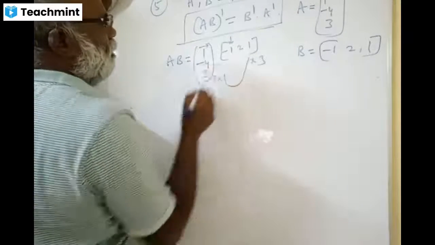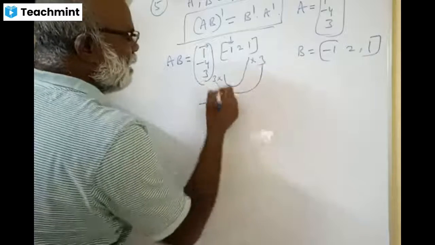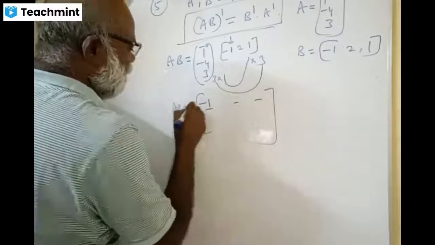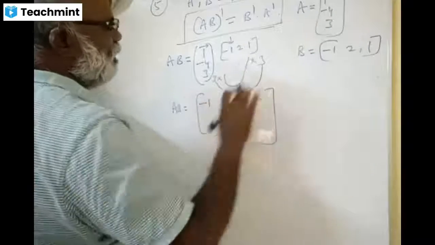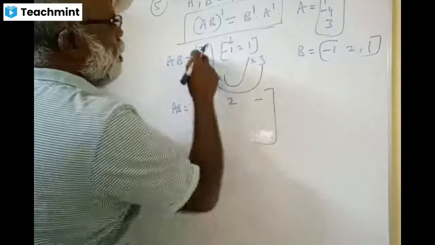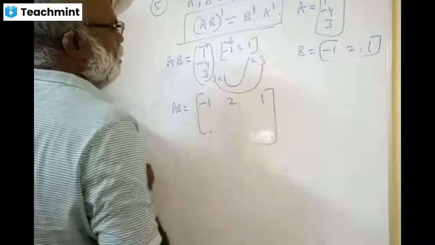Row with column. 1 into minus 1 is minus 1. The resulting matrix is 3 by 3, so 9 elements should be there in the AB formula. 1 into minus 1 is minus 1. 1 into 2 is 2. 1 into 1 is 1. That is the first row.